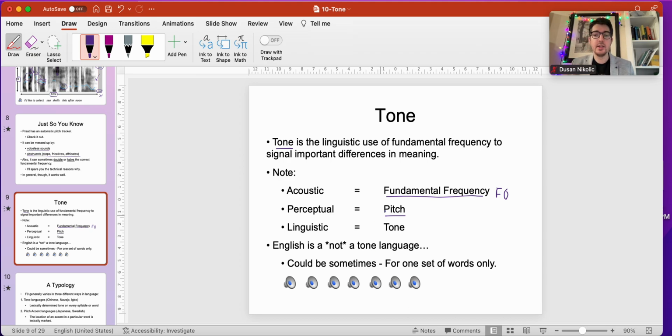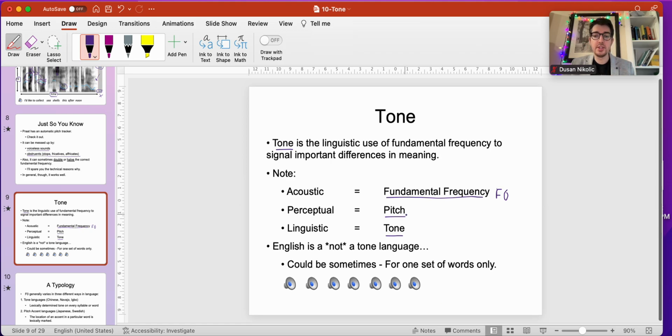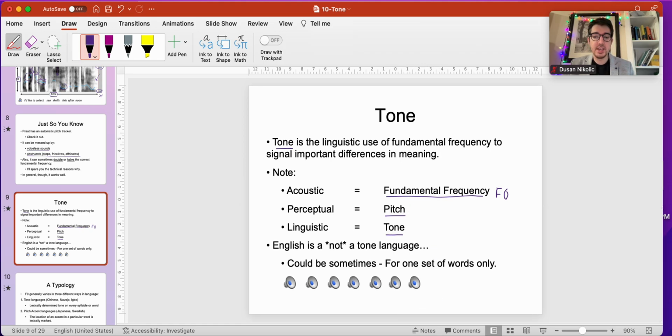And finally, we have a linguistic term, and that is tone. Tone signals meaning, and it is based on these two concepts, pitch and fundamental frequency. But like I said, it is always going to be relative. It's not that the tones will correspond to specific frequencies out there. For example, high tone is 250 hertz.